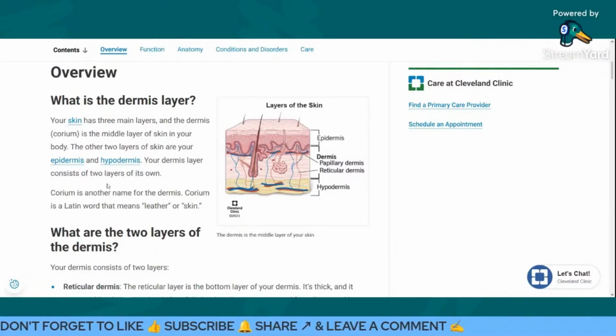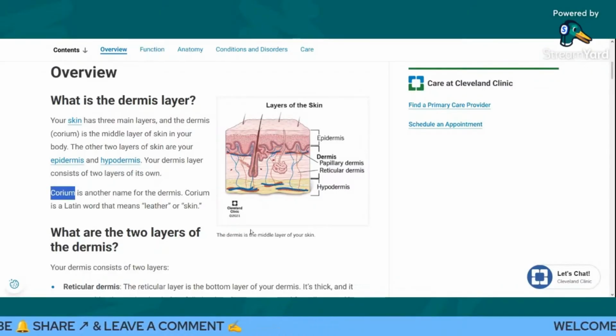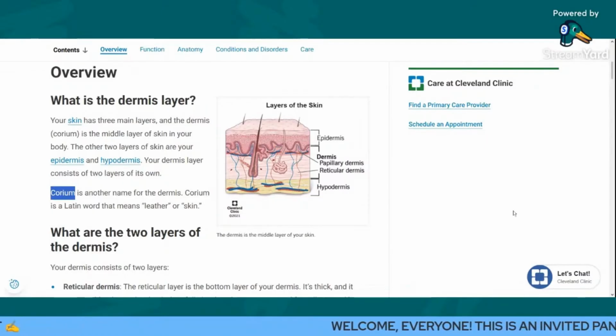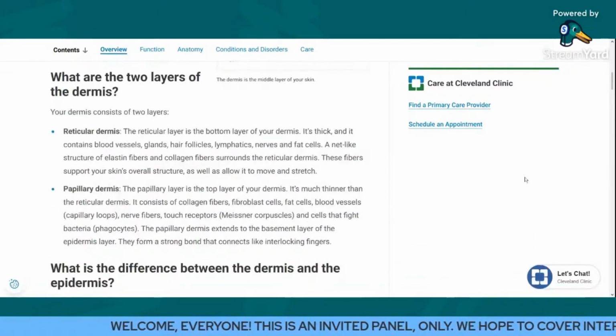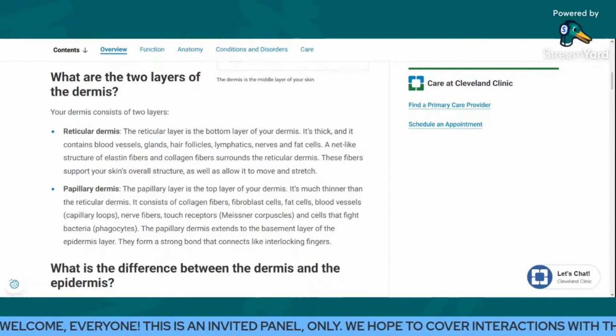The dermis layer consists of 2 layers of its own. Corium is another name for the dermis. Corium is a Latin word that means leather or skin. What are the 2 layers of the dermis? Your dermis consists of 2 layers.